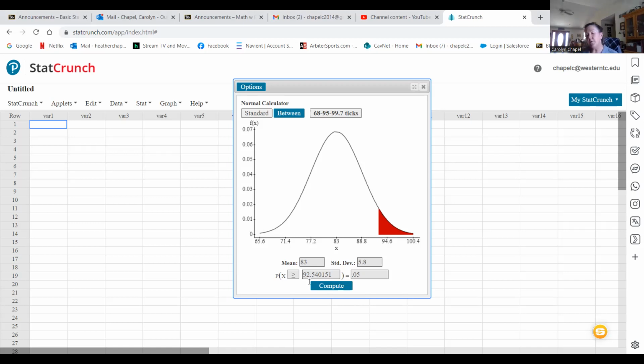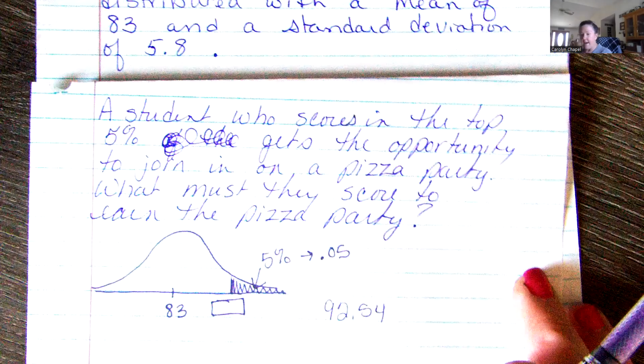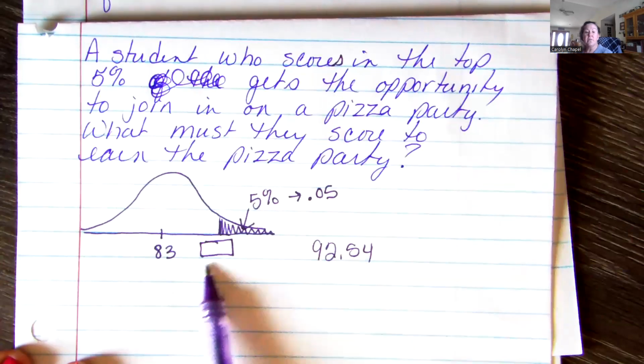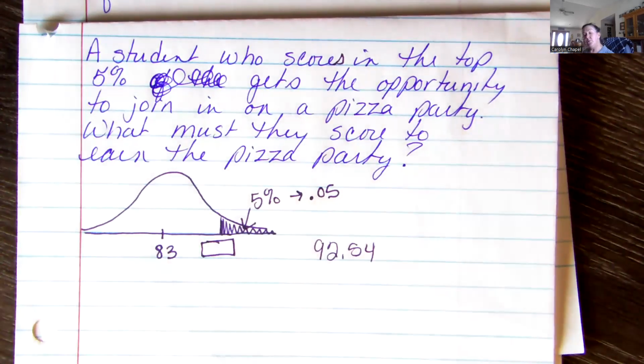I am going to go back to this one and do it as if we didn't have StatCrunch or technology that would do it for us, because not all stat courses have StatCrunch. And if you're watching this video outside of that type of course, you still may need to know how to do that. So I'm going to stop sharing StatCrunch, go back to this example, and show you how I would get this 92.54 that StatCrunch gave us without having the technology. So I'm going to be using my table.